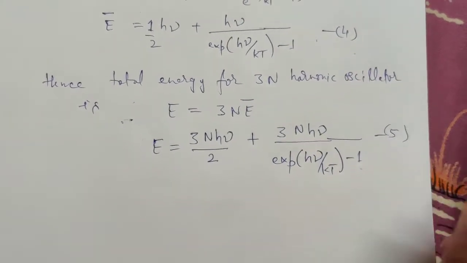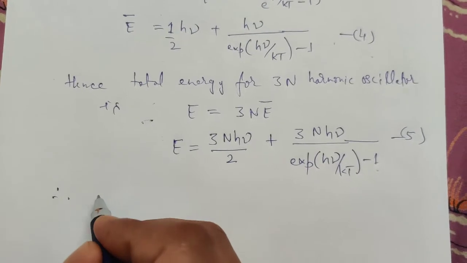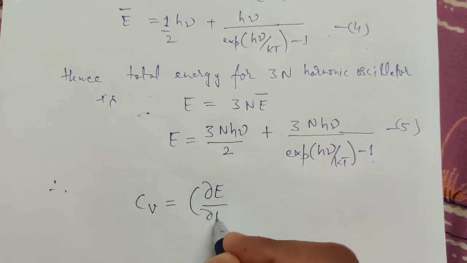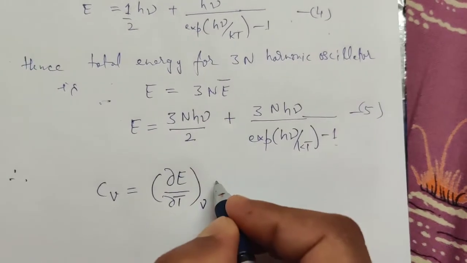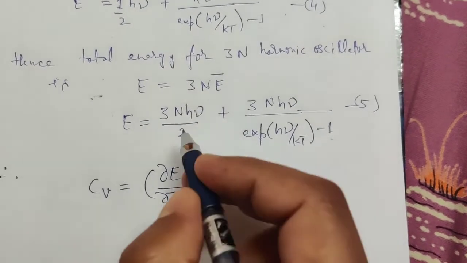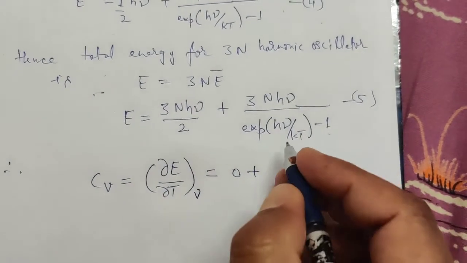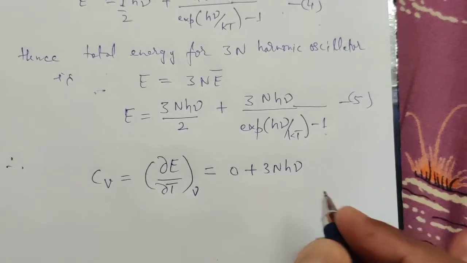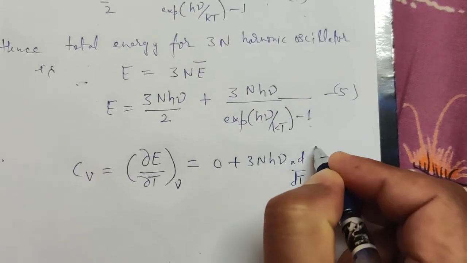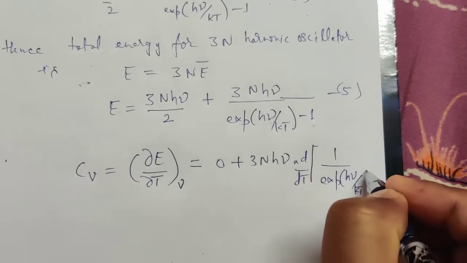Question number 5. Since this is energy, the specific heat at constant volume Cv, we know, is the rate of change of energy with respect to temperature at constant volume. So now what will we do, we will differentiate with respect to temperature, so what will this be, because it is independent of temperature, this term will be 0 plus 3n h nu d upon dT, and this term will be differentiated by temperature.